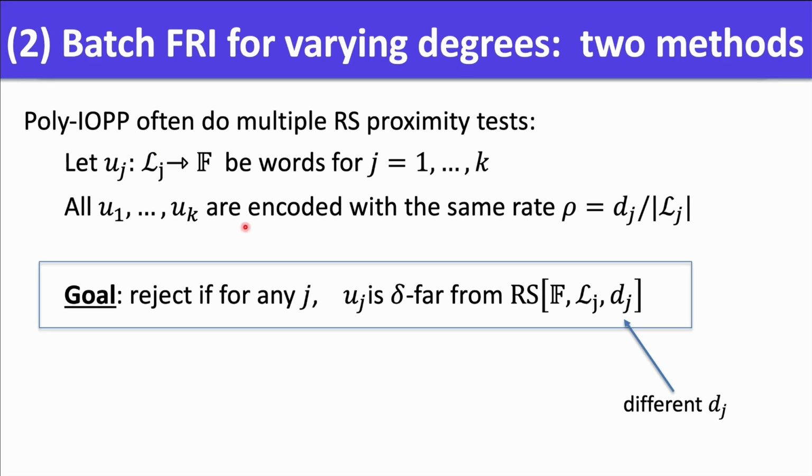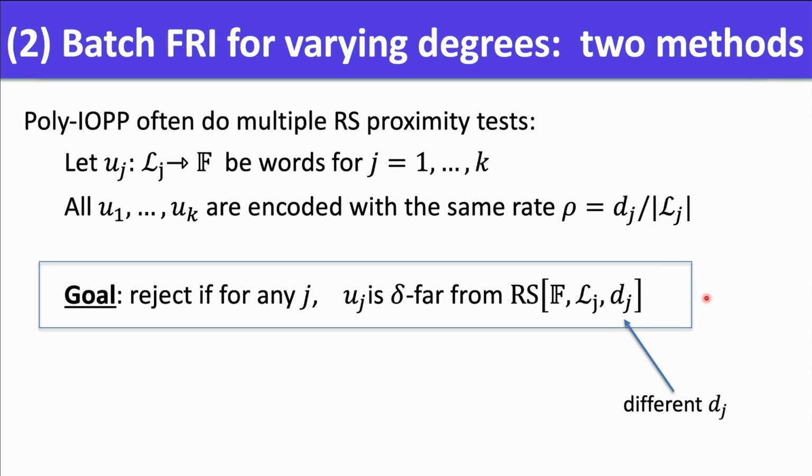The second variant I want to talk about is batch FRI. Now, I hope you remember that in part 1, we talked about how to batch proximity proofs when we have multiple code words all for the same code. In practice, what the prover actually has is a bunch of functions defined over domains of different sizes. But all of these functions are encoded using the same rate, for example, rate 1/2. So these functions encode polynomials of different degrees. So the goal of batch FRI is to reject if any of these UJs is delta far from their respective codes. And again, I want to point out these are defined over different domains and using different degrees.